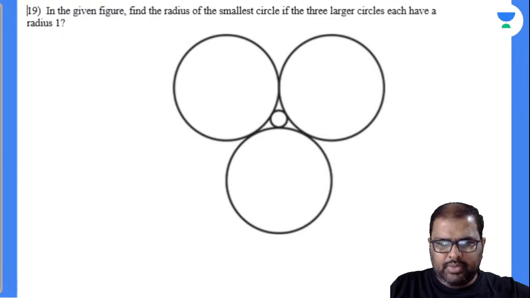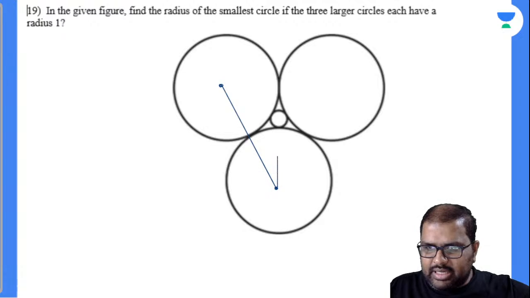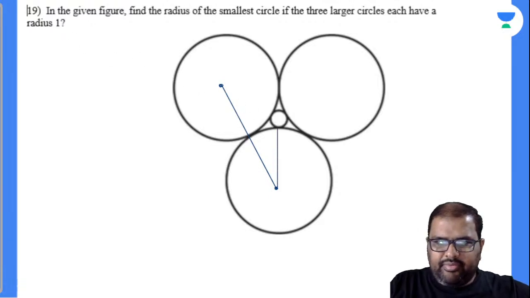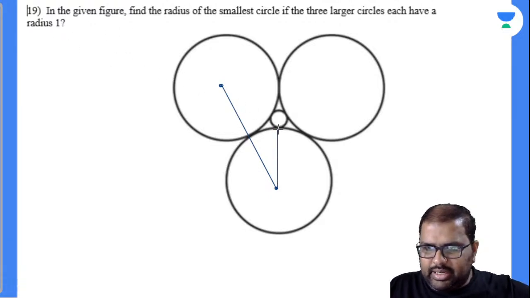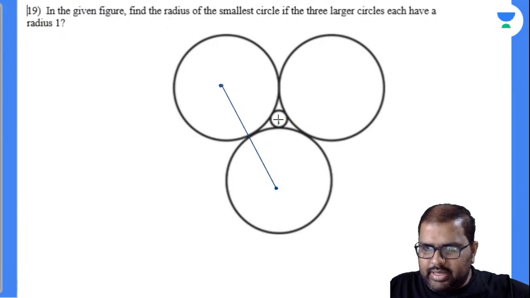Easy question. Now look, I will take this as the center of the circle. Let's suppose this is nothing but the radius of these two circles. I'll keep it down like this. Now this is also the radius of the circle. Now this will be the radius of the small circle. Am I right or wrong?